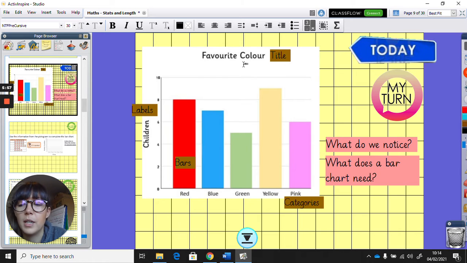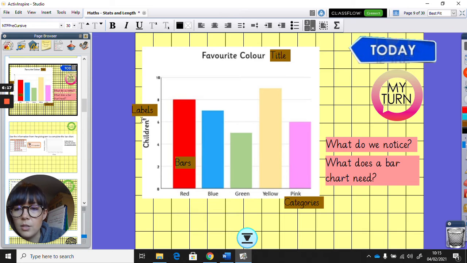So I think that could be a better title. Down here, can you see across, we've got the categories. So the categories are the different colours, or if we're asking about animals, it's going to be the different animals, for example. So we've got red, blue, green, yellow and pink, and they're the categories at the bottom, okay?